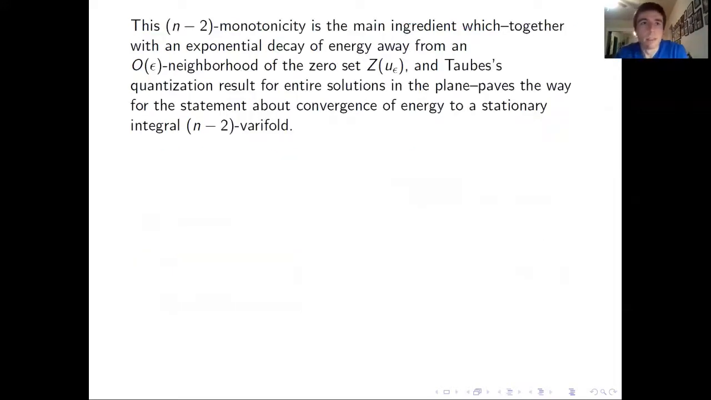Okay, so this n minus 2 monotonicity turns out to be really the main ingredient, together with some exponential decay of energy away from an O of epsilon neighborhood of the zero set, and Taubes' classification of entire solutions in the plane, which altogether paved the way for this statement about convergence of the energy to a stationary integral n minus 2 varifold.